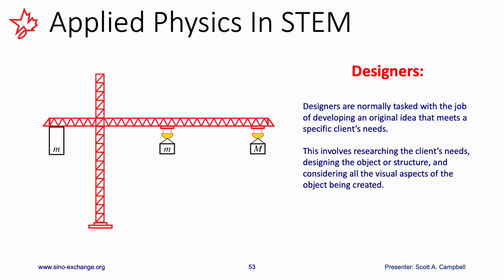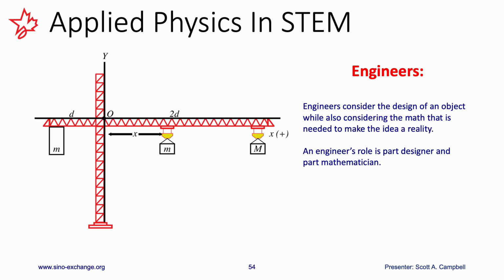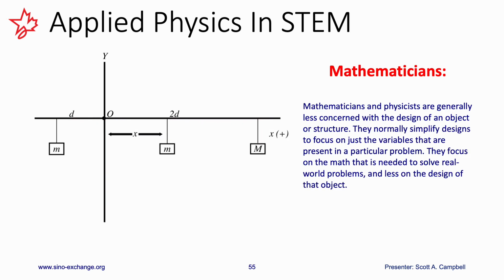To illustrate this idea, I've made a series of graphics to show you. To start, a designer is primarily focused or concerned with researching their client's needs and creating a design. However, the engineer is more concerned about the math that's needed to make the design a reality. And finally, the mathematician. Now, they don't really care about the design itself.